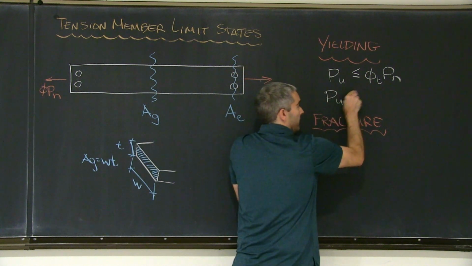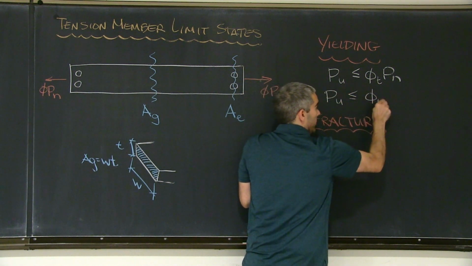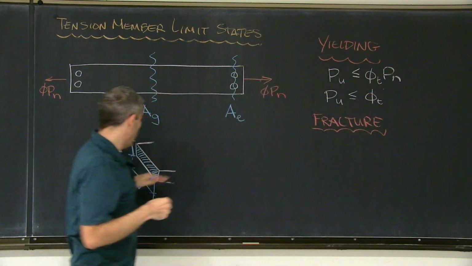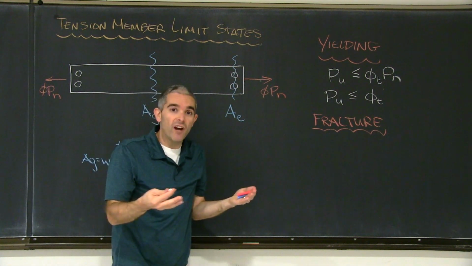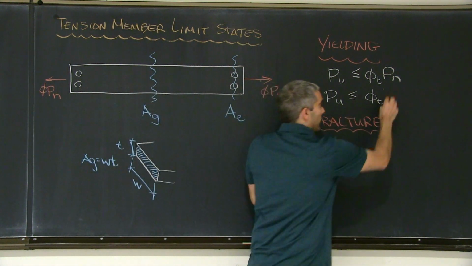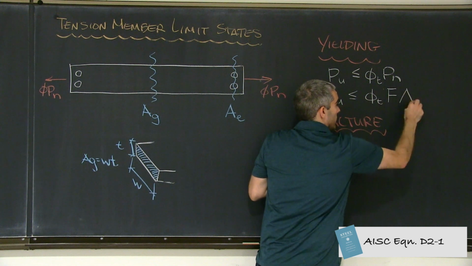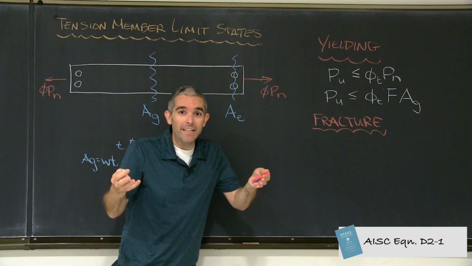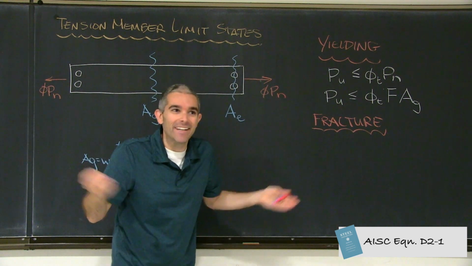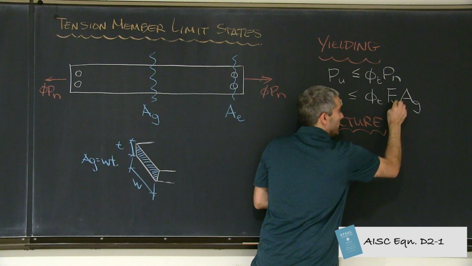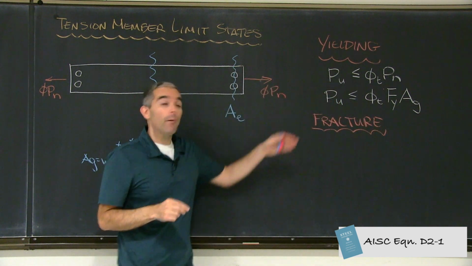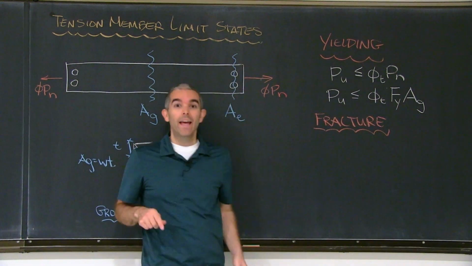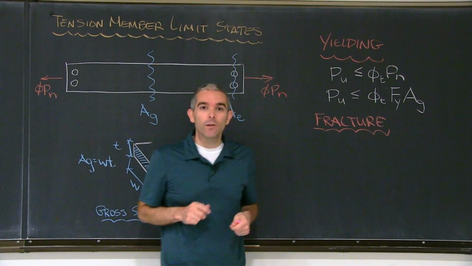So we're going to say that our force has to be less than phi, our reduction factor, times, now how do we get a force from an area? Well, we multiply it by the stress. So we need to take into account the stress times the gross cross-sectional area. Now for yielding, what stress do you think we're going to use? Exactly, the yield stress. So we just substitute in here Fy for the yield stress, and now we have our yielding limit state for tension. And we'll note for yielding, phi is equal to 0.90.